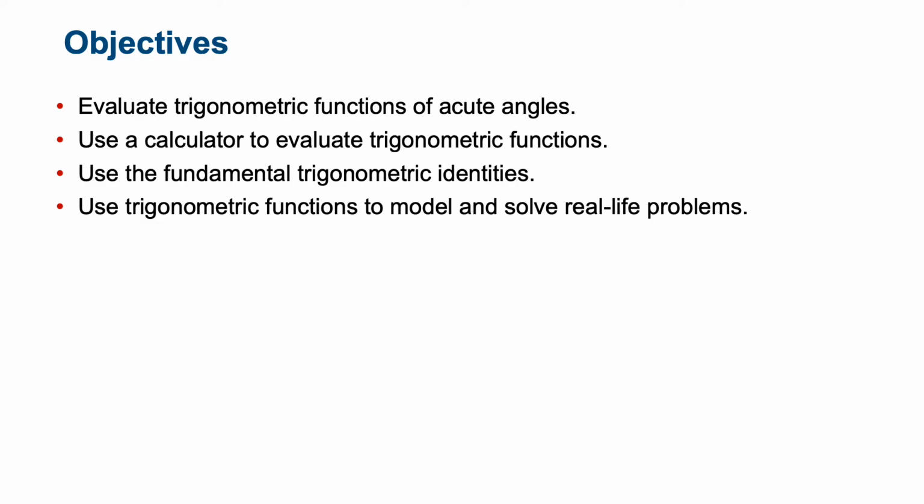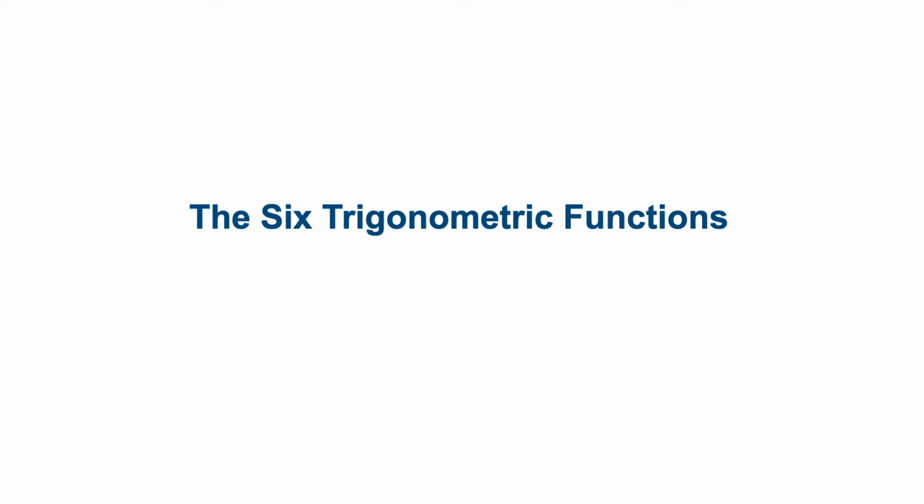Okay, so what are we doing today? What's our goal? We're going to evaluate trig functions of acute angles that are less than 90 degrees or less than pi over 2. We're going to use a calculator. We're going to use the fundamental trig identities, and then we're going to use trig functions to model and solve real-life problems. Again, this is introducing the 6 trig functions from a right triangle perspective, which is really cool.